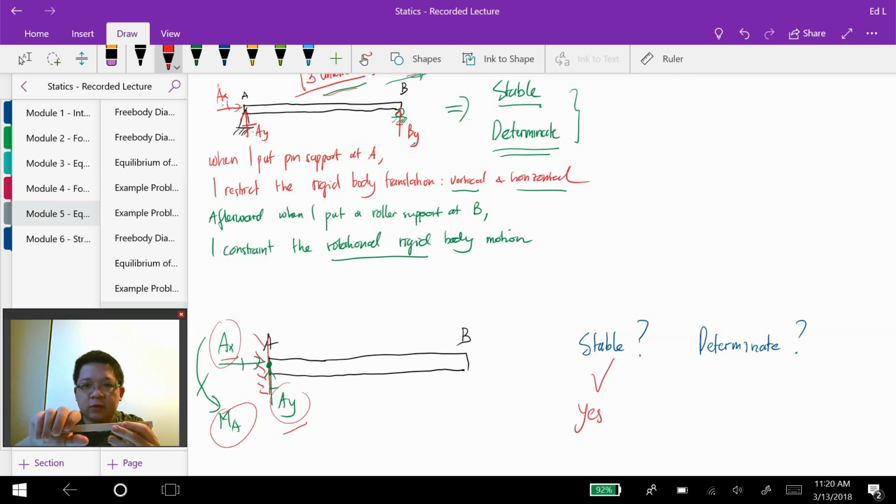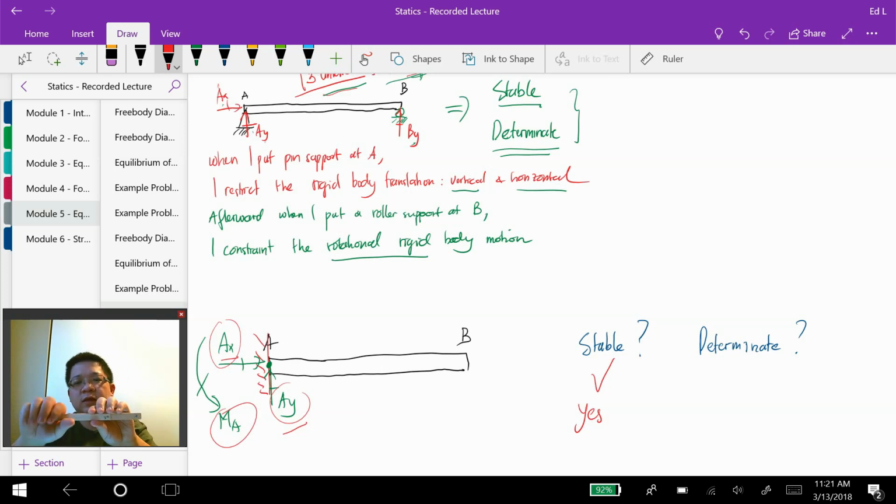This is my fixed support. When I try to apply a load in here, for example, you see that there is no rotation here, such that the entire structure of this beam cannot rotate because we already fixed it right here.